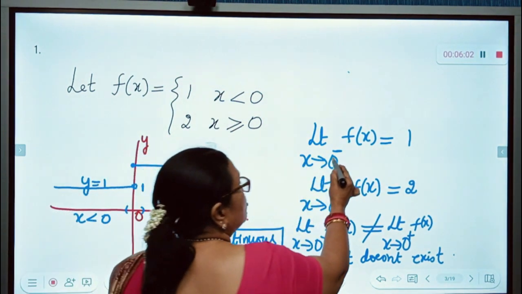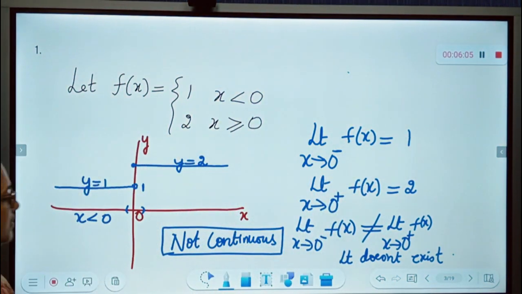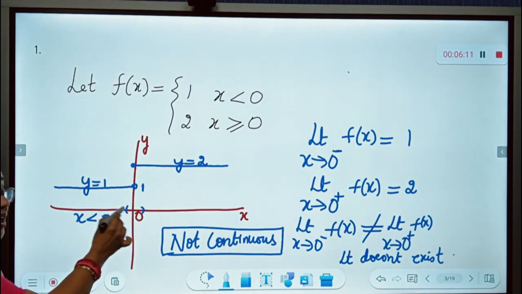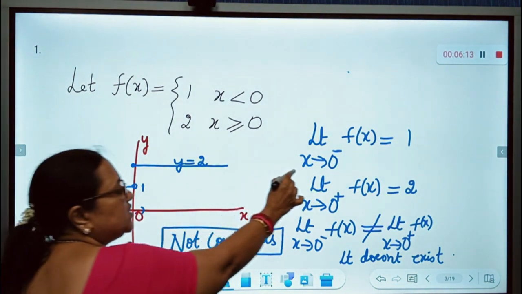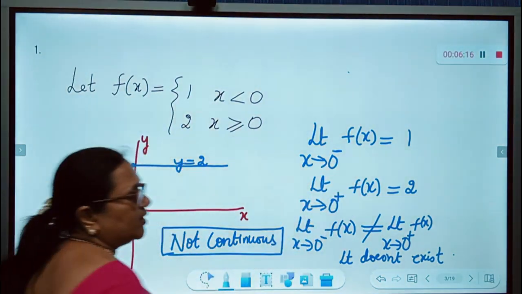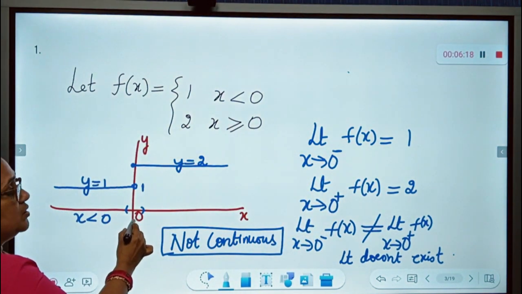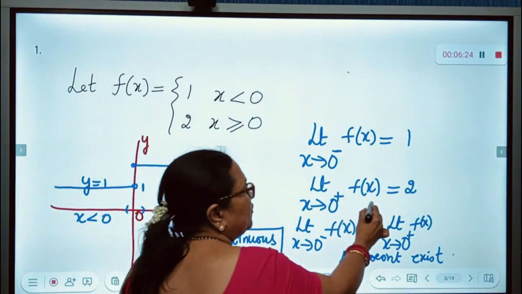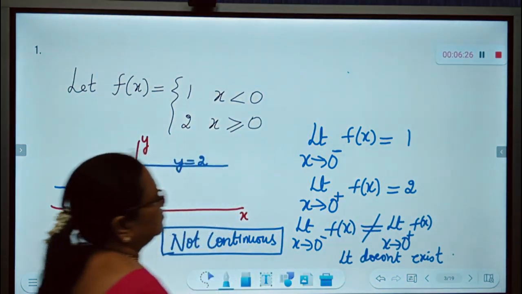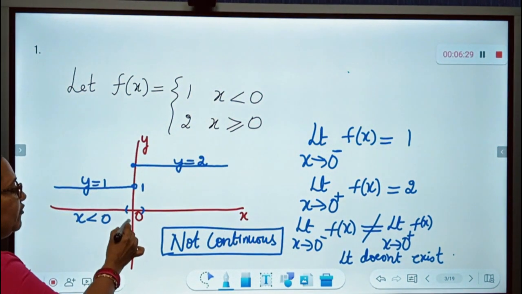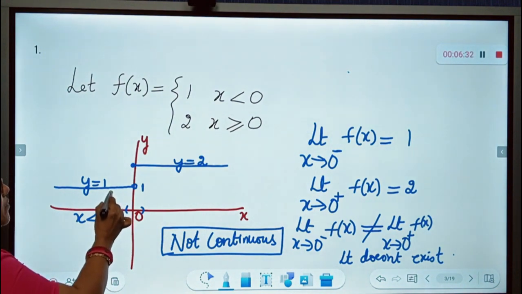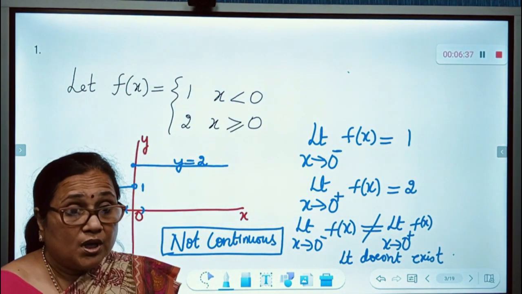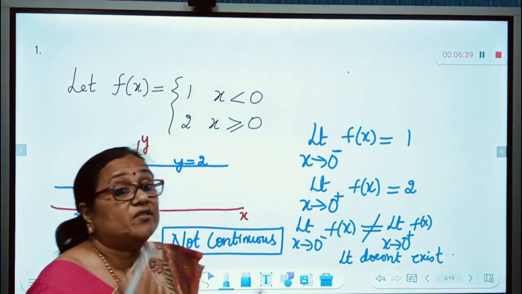Now, look at the limit as x tends to 0 minus of f(x). That means x approaches 0 through values left of 0. When you do that, what is the value of the limit? The limit is 1. If I approach x towards 0 through values right of 0, what is the value of f(x)? f(x) is 2. So the left hand limit is 1, the right hand limit is 2. The left hand limit is not equal to the right hand limit, therefore, the limit itself does not exist.